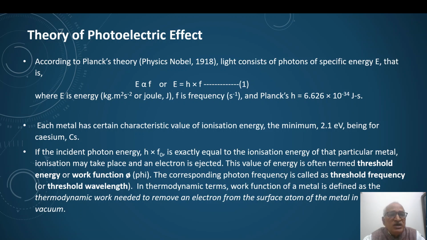Second point is each metal has a certain characteristic value of ionization energy, the minimum being 2.1 electron volt for cesium, the lowest value. Third point is if the incident photon energy hf0 is exactly equal to the ionization energy of that particular metal, ionization may take place and an electron is ejected. This value of energy is often termed threshold energy or work function; in terms of frequency, threshold frequency; in terms of wavelength, threshold wavelength. In thermodynamic terms, the work function of a metal is defined as the thermodynamic work needed to remove an electron from the surface atom of the metal to a point in vacuum.